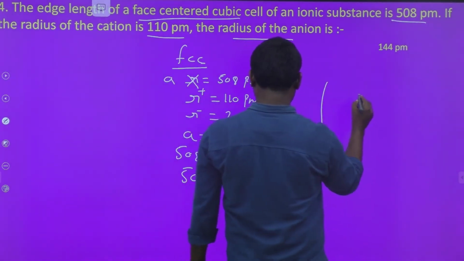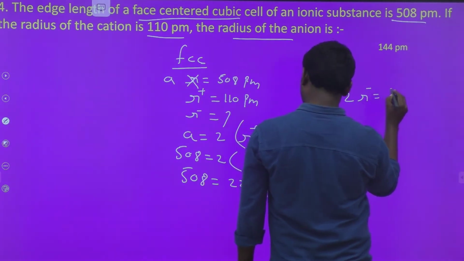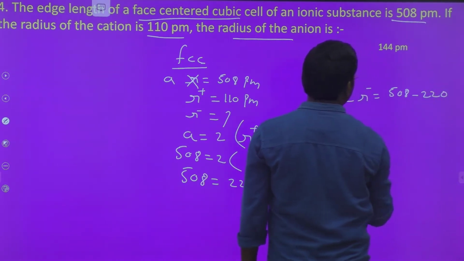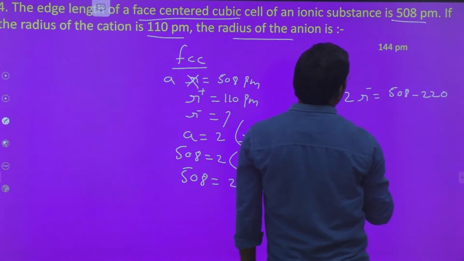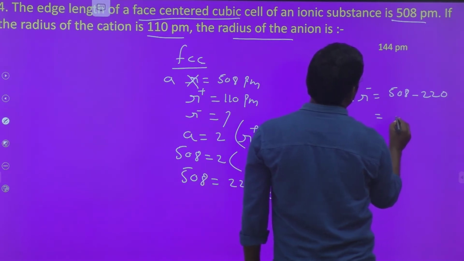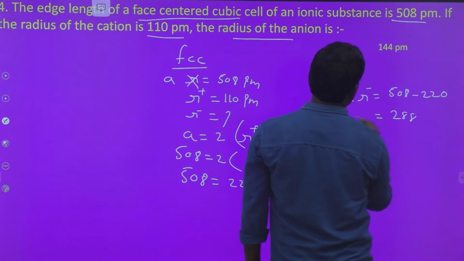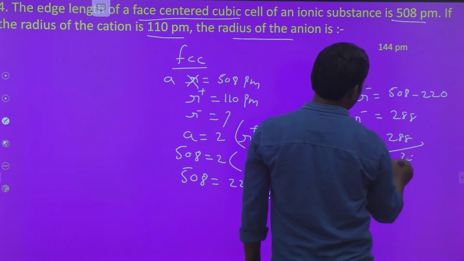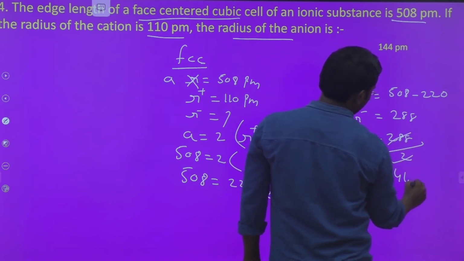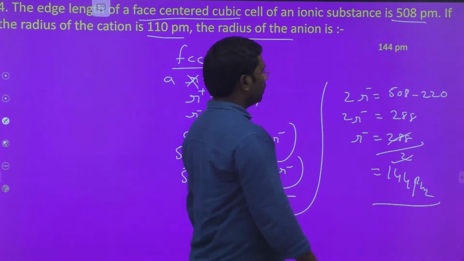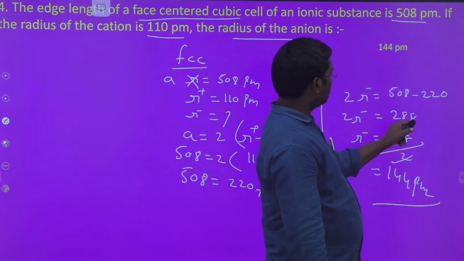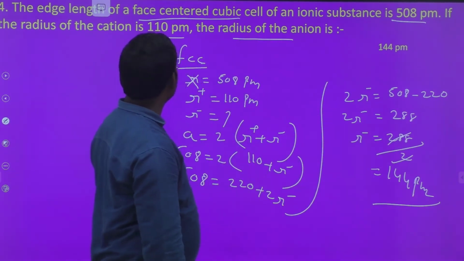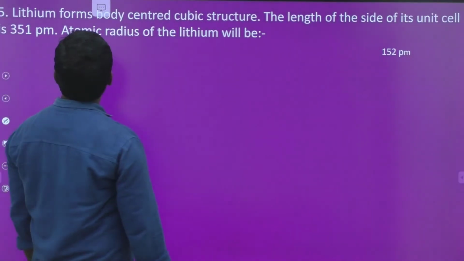From this, 2r minus is equal to 508 minus 220, which is 288. So r minus is equal to 288 by 2, which gives 144 picometers. So the radius of the anion is equal to 144 picometer. Next question.